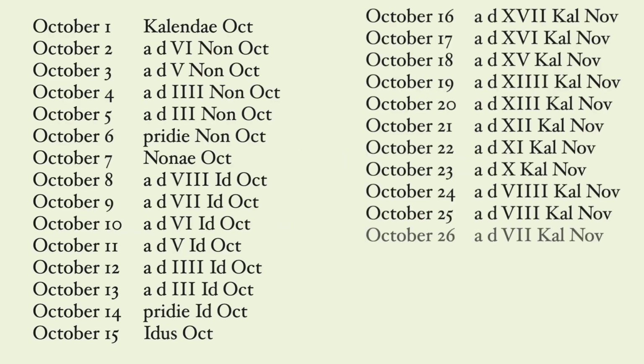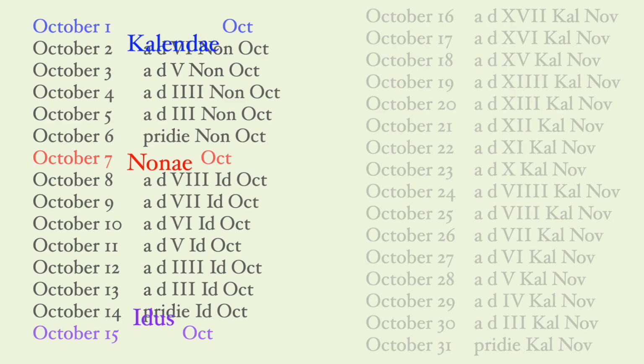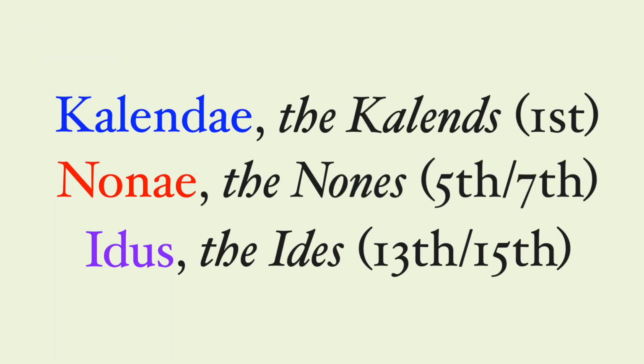The Roman calendar famously uses specific reference days of the month to identify the date. The Kalends, the first of the month, the Nones, the fifth or seventh of the month, and the Ides, which are the 13th of most months, and famously on the 15th in March, in May, July, and October. Here, for instance, is the month of October, the Kalends on October 1st, the Nones on the 7th, and the Ides on the 15th. But what do the names of these reference days mean?